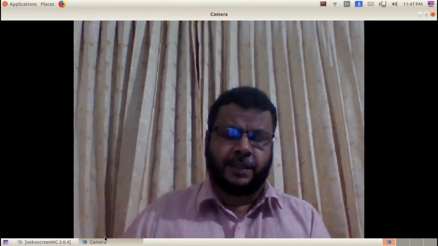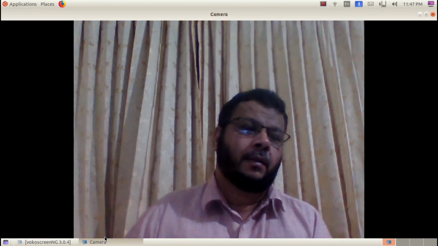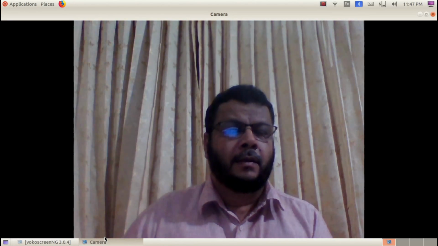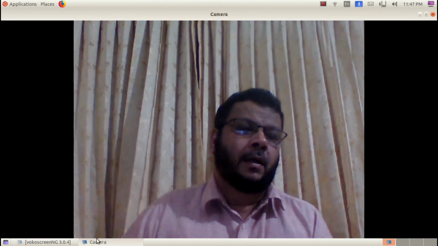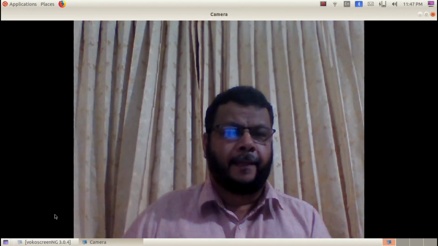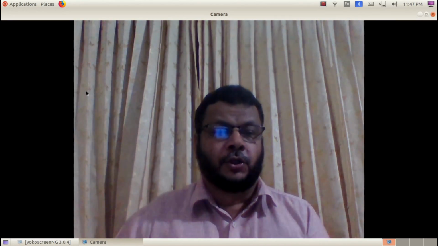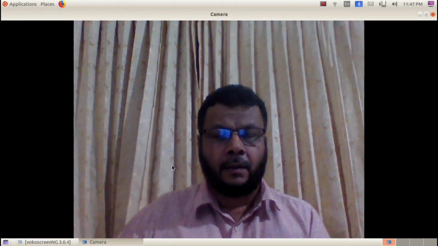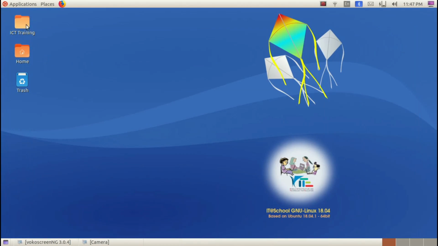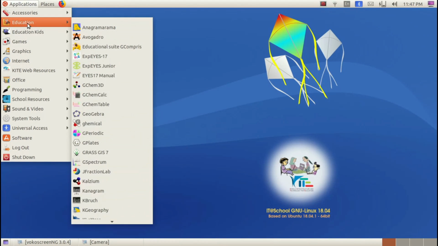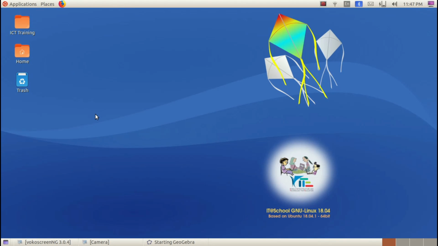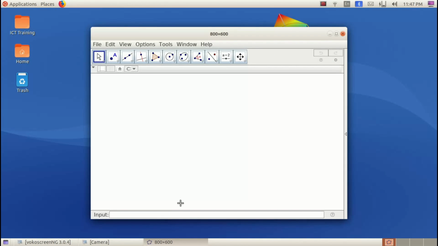If we have installed Ubuntu in our computer, we can find Geogebra in the applications. For opening Geogebra, we move in this way: application, education, Geogebra. Now Geogebra is starting. After a little time, the window opens. This is the Geogebra window.